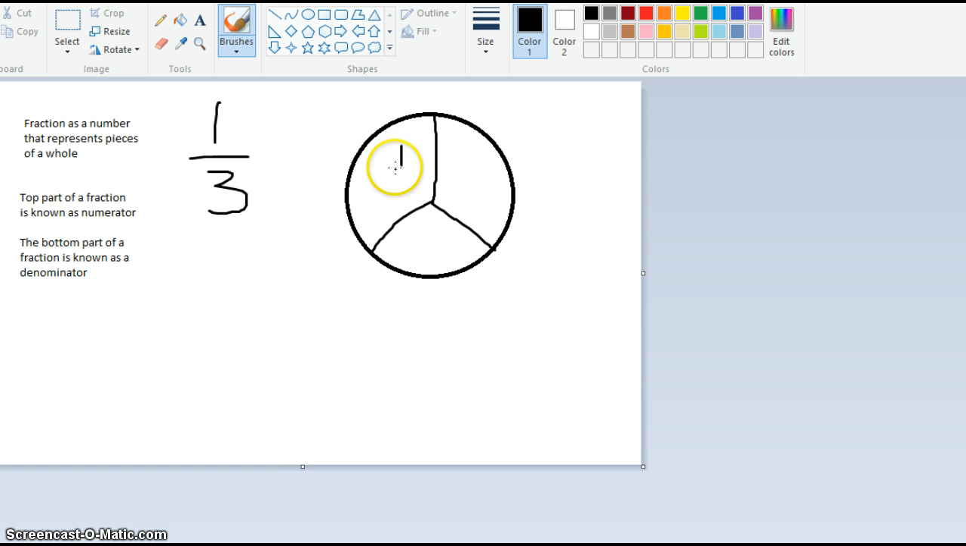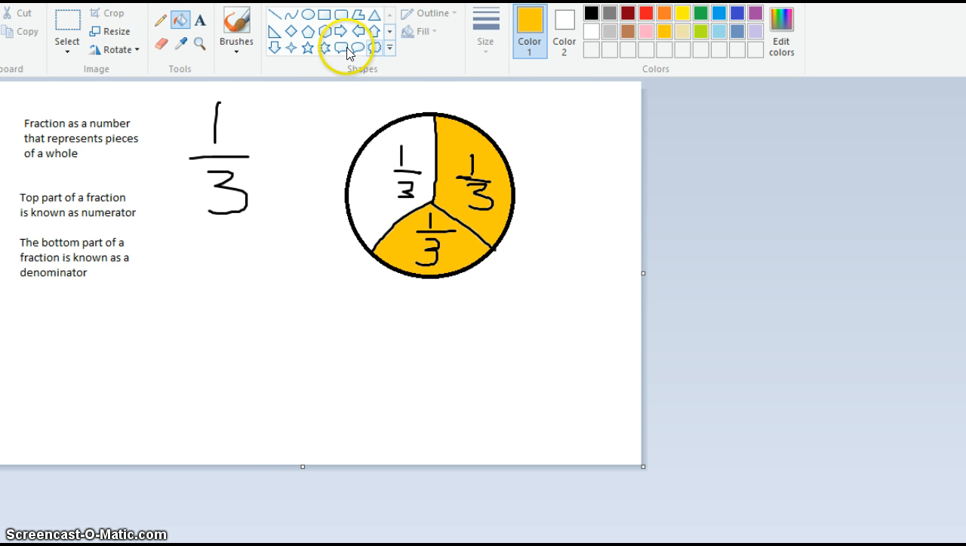Again, this portion right here would be a third. This other piece would be a third. And this last piece right here would also be a third. So how do I represent if I wanted to look at 2 pieces of the pie? Let's say, for example, I wanted this piece and I wanted this piece.